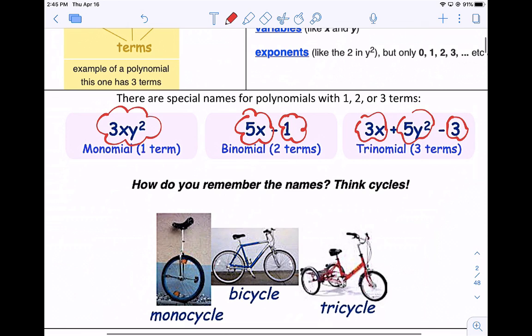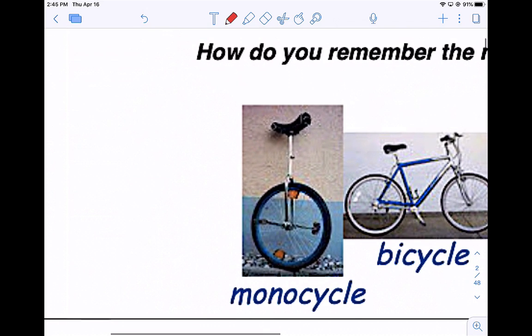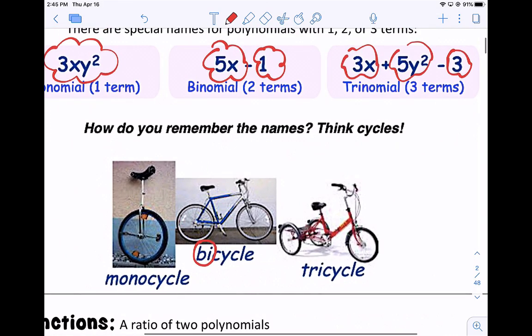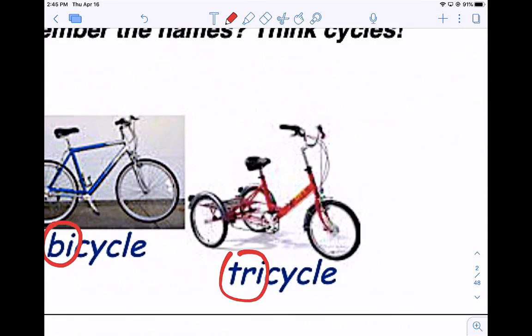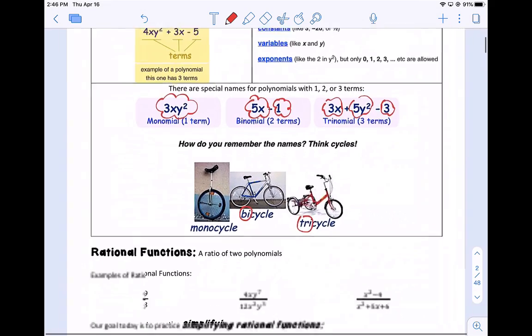How do you remember the names? You can think of cycles. Like a unicycle is also called a monocycle, and that means one wheel. A bicycle has two wheels, so a binomial, two terms. A tricycle has three wheels. A trinomial has three terms, three things separated by pluses or minuses.